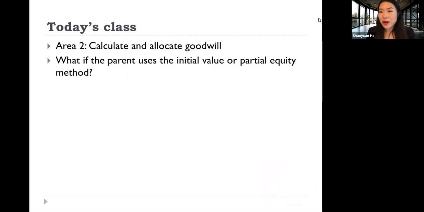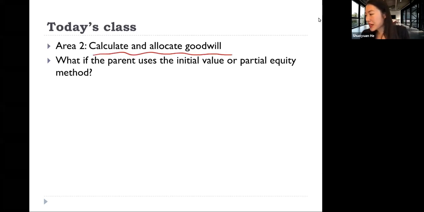In last class, we talked about what to do on the parent book and what to do on the consolidation worksheet when the parent is using the equity method and has less than 100% ownership of the subsidiary. We also talked about how to allocate the consolidated net income between controlling and non-controlling interest on the consolidation worksheet. In this class, we're going to first talk about how to calculate total goodwill and how to allocate total goodwill between controlling and non-controlling interest when there is non-controlling interest. Specifically, this is related to your consolidation entry A2.